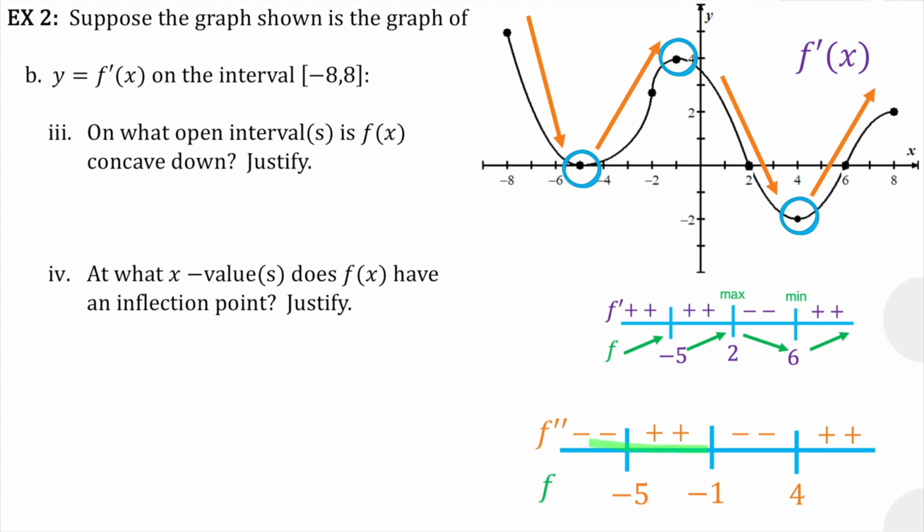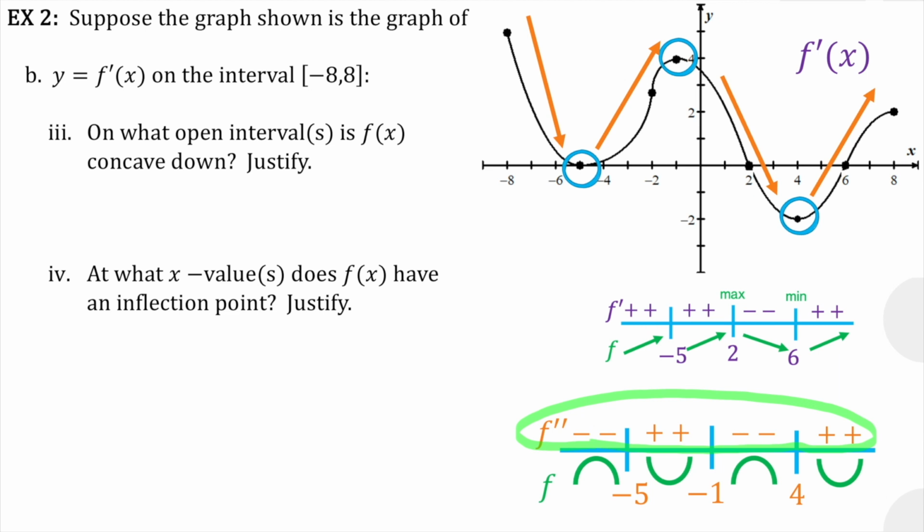Now, how do these negatives and positives translate into our parent graph? Well, if f double prime is negative, that means our parent graph is concave down. If it's positive, it's concave up, then concave down, then concave up again.